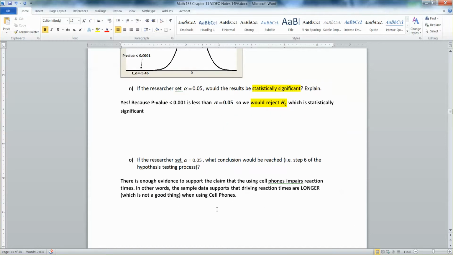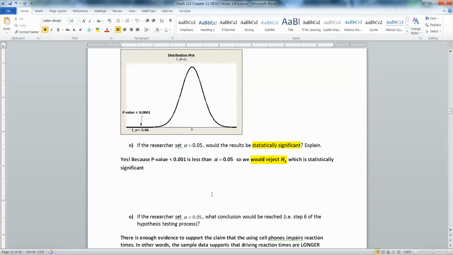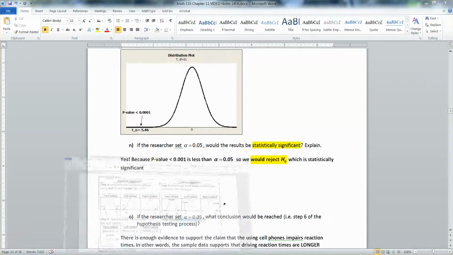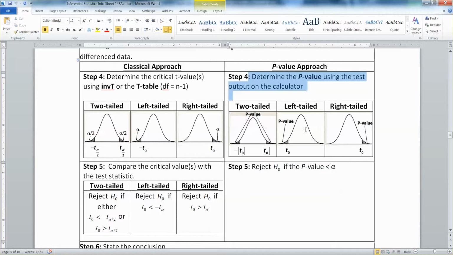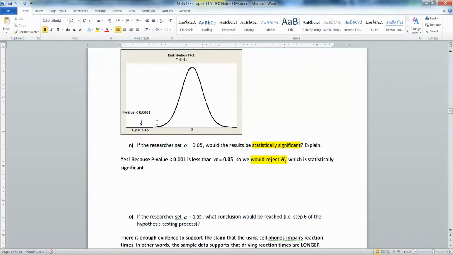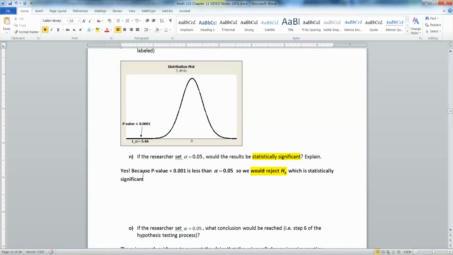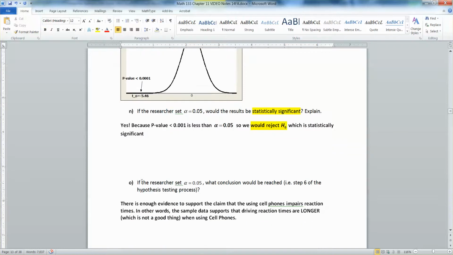All right, so we finished off that hypothesis test. Keep in mind, I could actually ask you to do the classical method if I wanted to. That would have gone a different direction. Instead of using the p-value from the computer, we would have had to find a t alpha based off our degrees of freedom, n-1, and then reject if our t-score, t0, was less than negative t alpha, which of course it would have been because our t0 was so low. It's at negative 5.46.